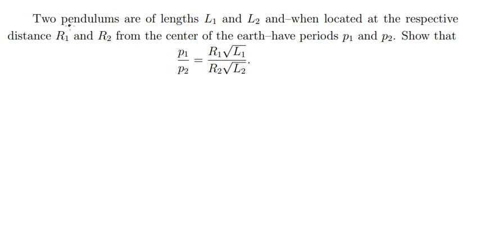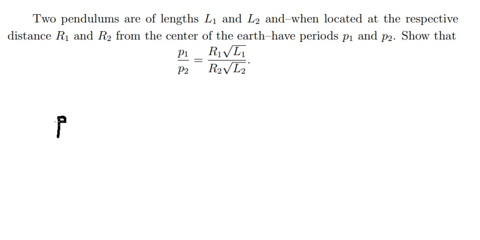We have two pendulums of length L1 and L2, and when located at the respective distances R1 and R2 from the center of the Earth, they have periods T1 and T2. So now I want to show you how to answer.